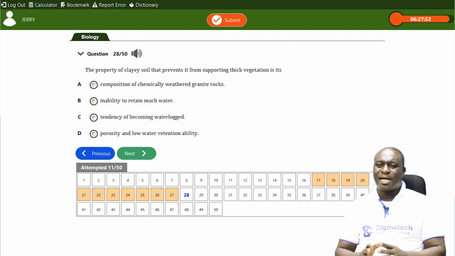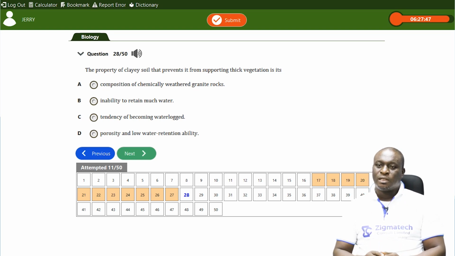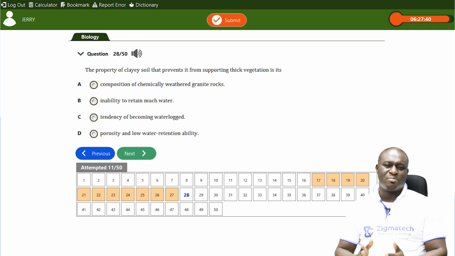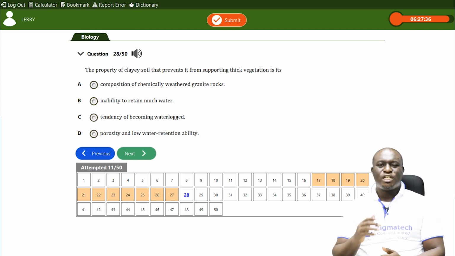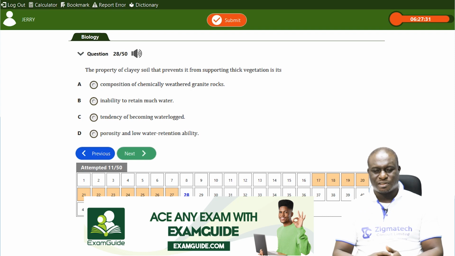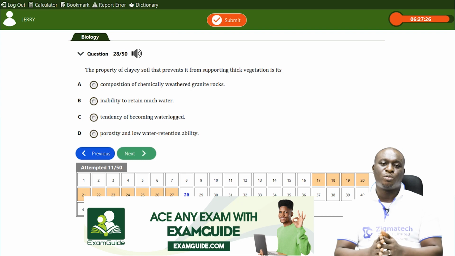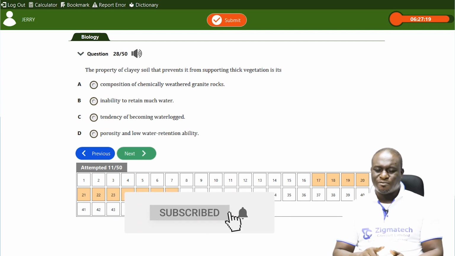So we are looking at this particular question: the property of clay soil that prevents it from supporting thick vegetation is, now what is soil? Soil can simply be referred to as the topmost layer of the earth on which plants grow and also animals carry out their activities. Now we have different types of soil, but in biology we're going to be considering three types of soil. We have the sandy soil, we have the clay soil, and then we have the loamy soil.